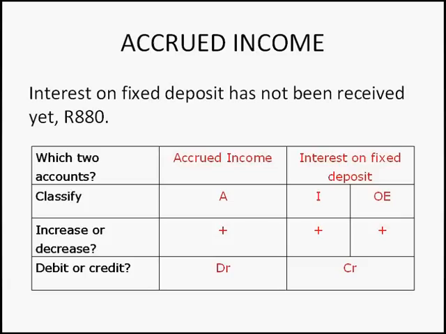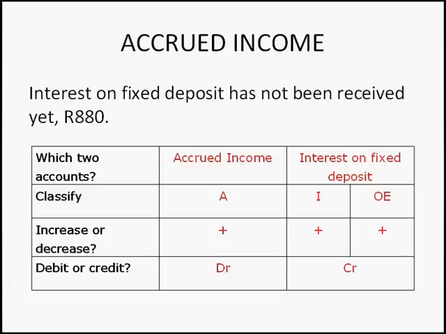Interest on fixed deposit is always shown as an income. In our income statement, it's added to my gross profit. And when an income increases, it also affects the owner's equity. My owner's equity is also shown in this table. So again, if we look at the increase or decrease, my incomes increase, which means that my owner's equity also increases.